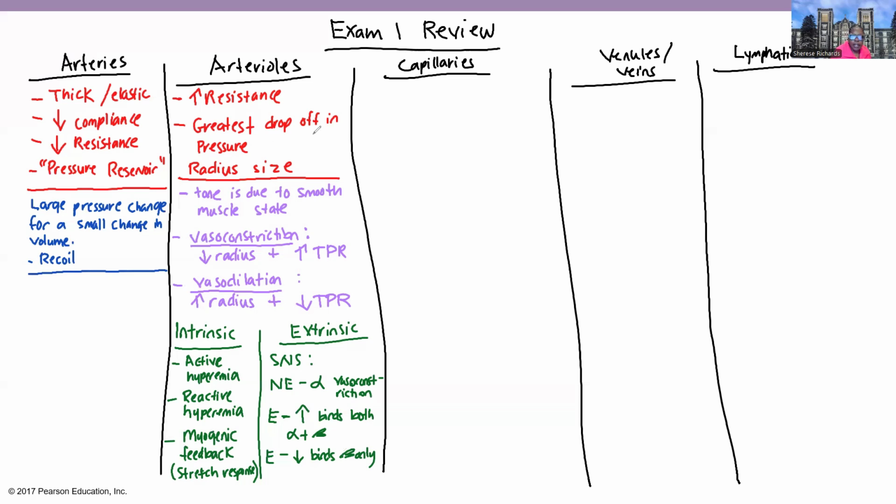Capillaries, some of their important features, they have a thin wall, which makes exchange of materials very easy, very important for this part of the vasculature, so diffusion can happen here. Right? One cell layer thick, very thin. They also have the greatest total cross-sectional area. Okay. Let's talk about the three different types that we described.